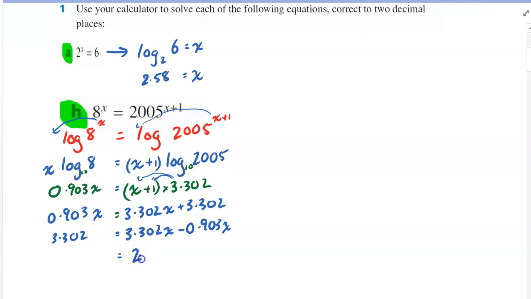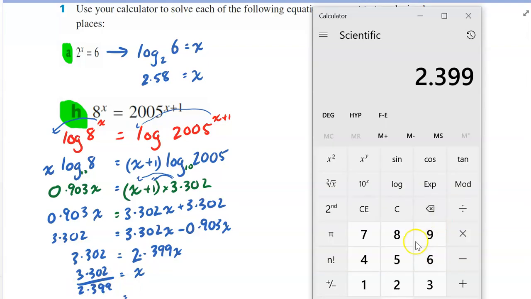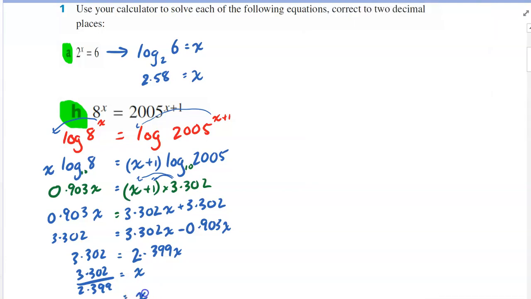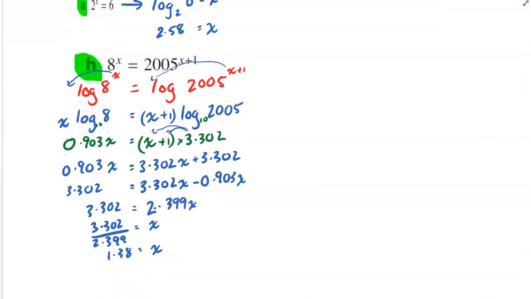I get 2.399 and 3.302, and divide one by the other. And that'll give me an answer of something. 0.302 divided by 2.399, 1.38. The mistake I made, that should have been negative, which makes that negative, which makes that negative, which makes that negative. Negative 1.38 is my answer.